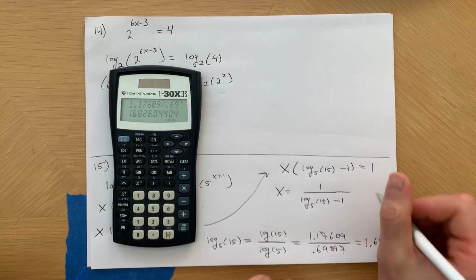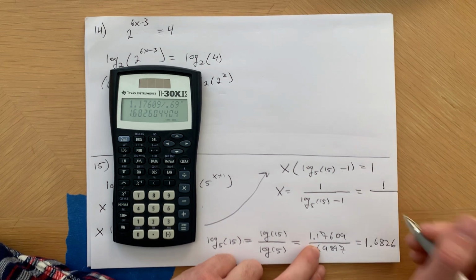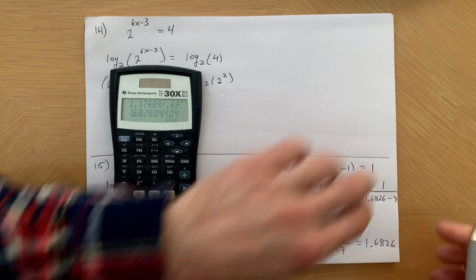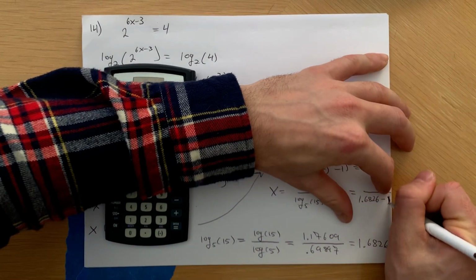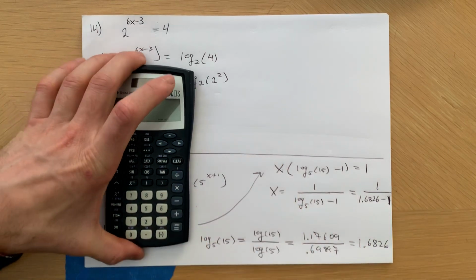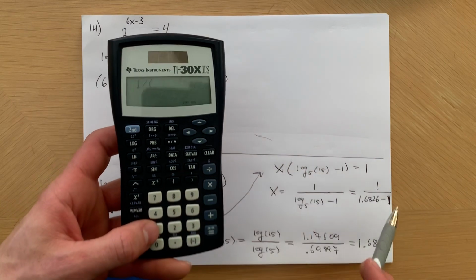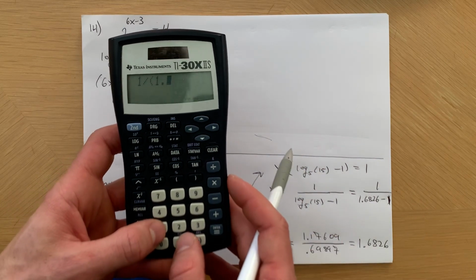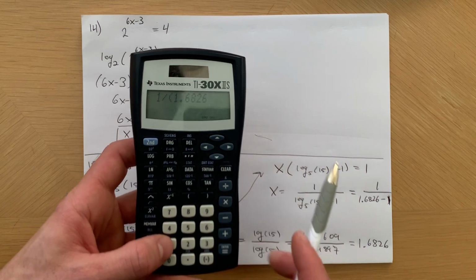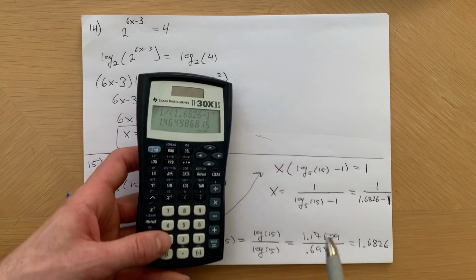Then, replacing log base 5 of 15 with this number, this is going to be 1 over 1.6826 minus 1. And so we put that into a calculator. We have this top 1, then divided by, and in parentheses we put 1.6826 minus 1, close the parentheses, then we get this number.